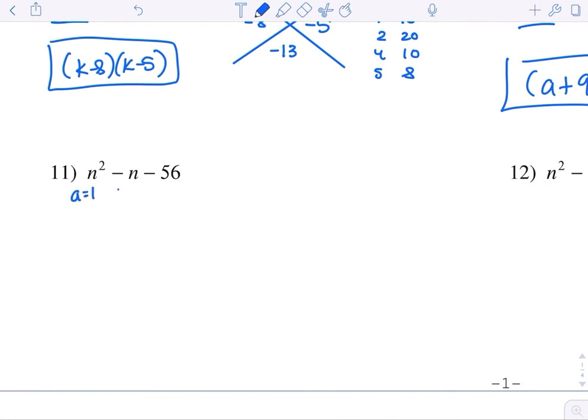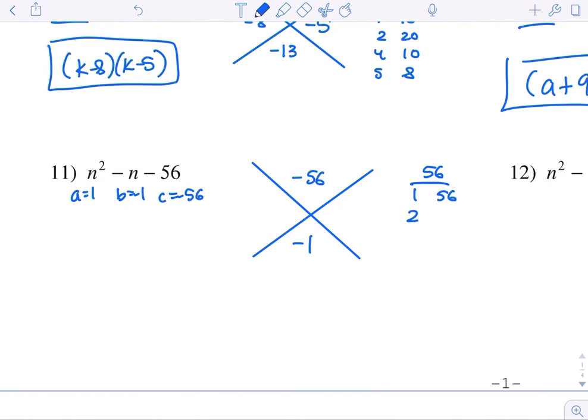Here, a is equal to 1, b is equal to -1, and c is equal to -56. On the top, a times c, you guys, is -56. On the bottom, it's -1. Two things that multiply to -56, but when added give you -1. So this is a good scenario. If you guys do not know what it is, just write down all the factors of this. And then from here, you should be able to tell which ones would add or subtract to get -1.